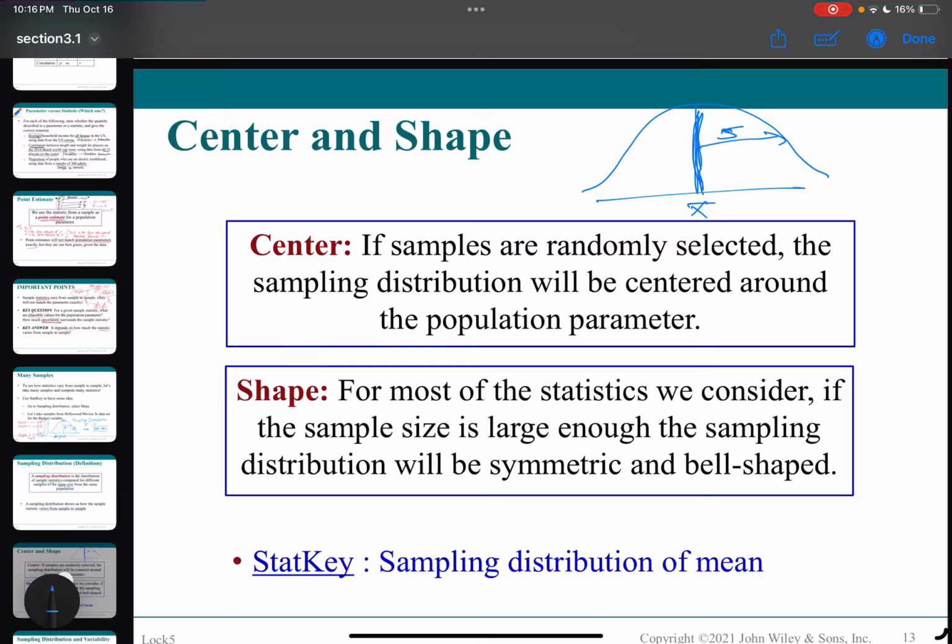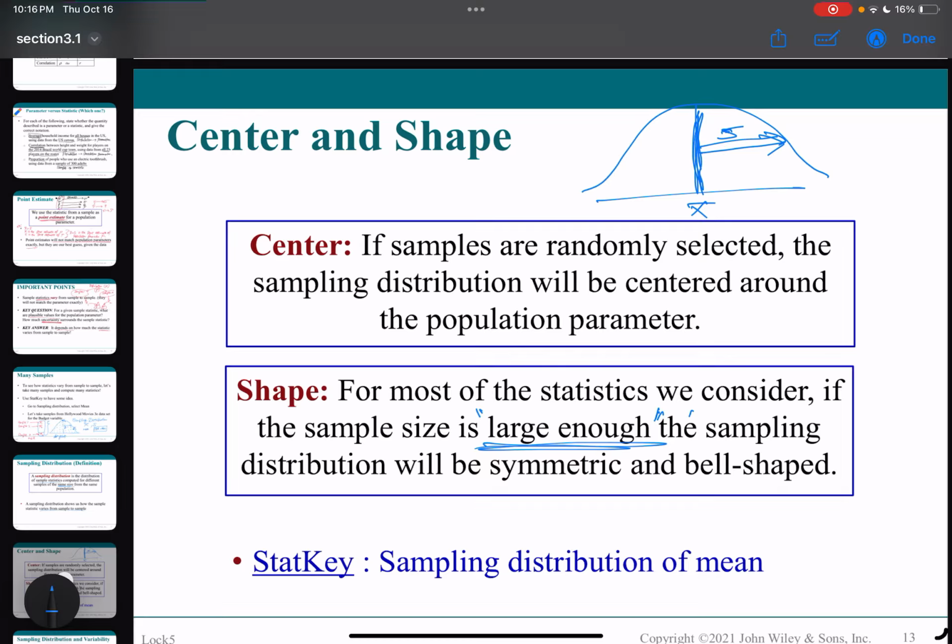So they will not go beyond the center. Okay, and also if we can pick a large enough sample. Large enough sample, it depends. There's no specific numerical value for this large enough. Large enough means large enough. So if we can pick a large enough sample, then we can keep this bell shape. That means this skewness we can control.